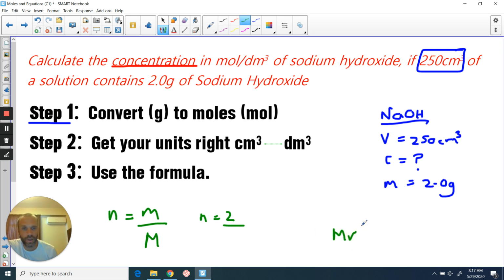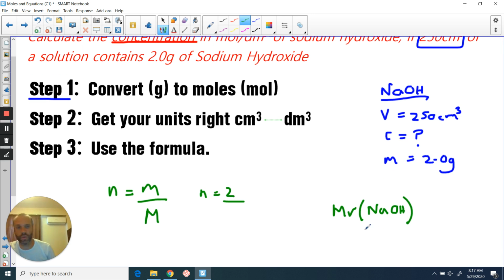Let's do that here. So we've got the Mr of NaOH. You check your periodic table. Sodium is 23, oxygen is 16, hydrogen is 1. So we've got 23 plus 16 plus 1, that's 40. Okay, so sodium hydroxide has a mass of 40, which means that 1 mole of sodium hydroxide weighs 40 grams. So we put 2 over 40.